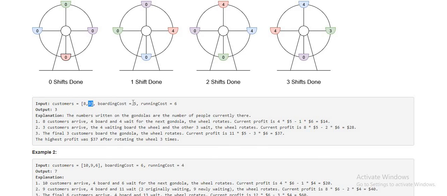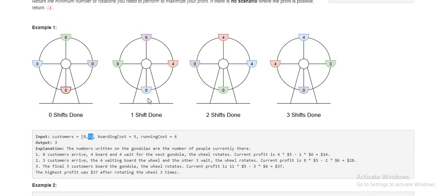Again in the next shift, out of the 7 we can board 4 people. So those 4 will be boarded over here, and the wheel will rotate again. At that time the total boarded will be 8 into the boarding cost, that is 5, and this is the second shift, so it is 2 into the running cost, that is 6. So again this calculation: 40 minus 12, it is 28.